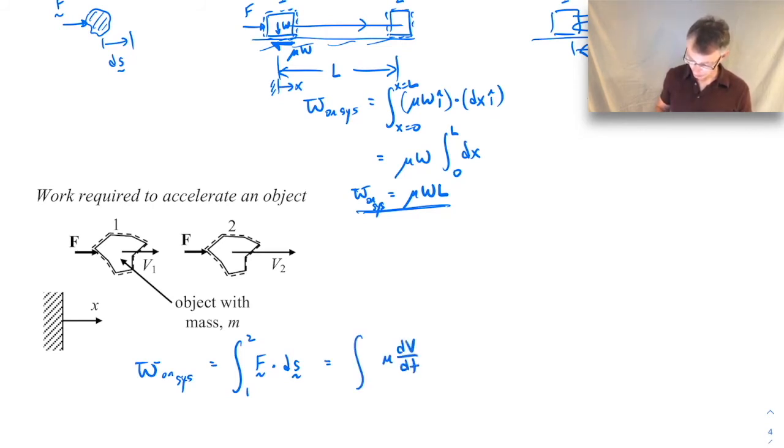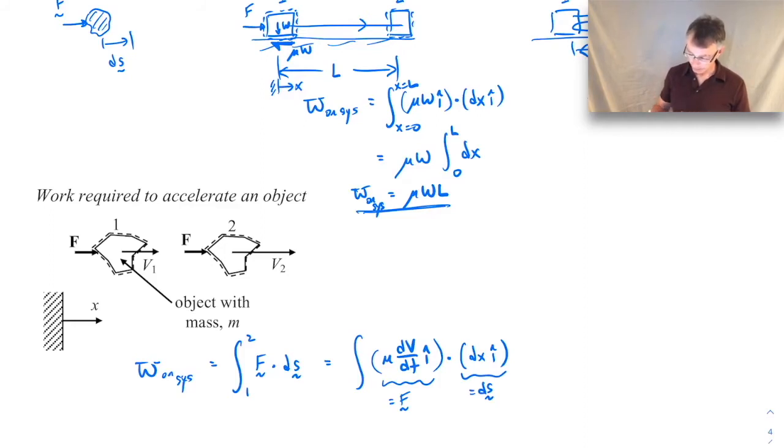The acceleration would be just the change in velocity with respect to time. And that's going to be in the positive i hat direction. So that's the force that we're applying, and that's my F. And the displacement I'm acting over is just a little bit in the x direction. So that'll be a dot product times dx in the i hat direction, because I'm going in the positive x direction. So that's my little bit of displacement.